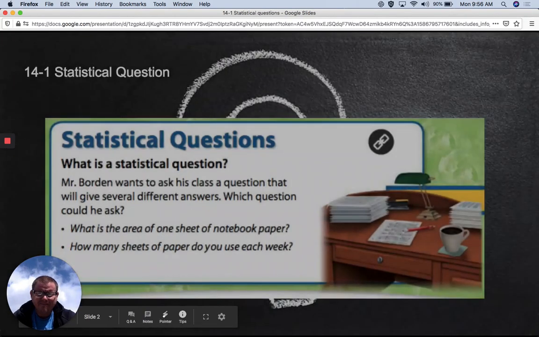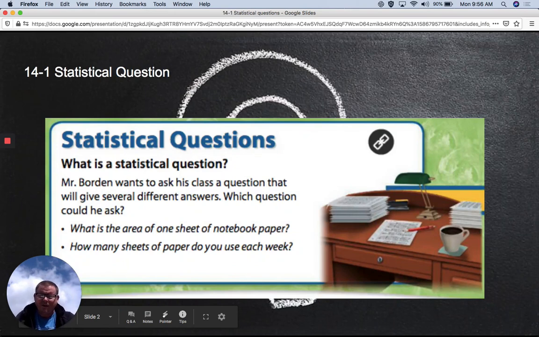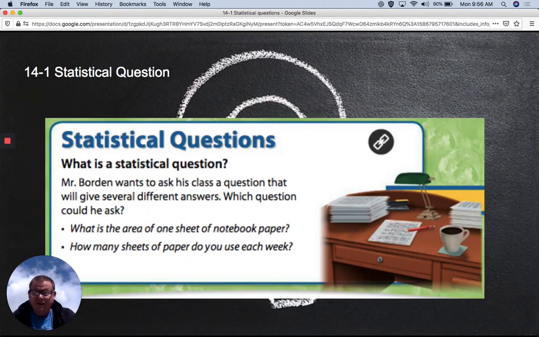Next is what we're going to do today. Today we're going to be dealing with the idea of what is a statistical question. Statistical questions are what are used to make the graphs. In this case, Mr. Borden wants to ask his class a question that will give several different answers. Which question could he ask?